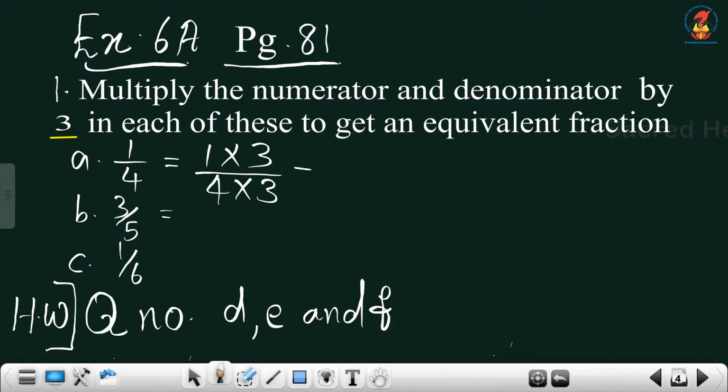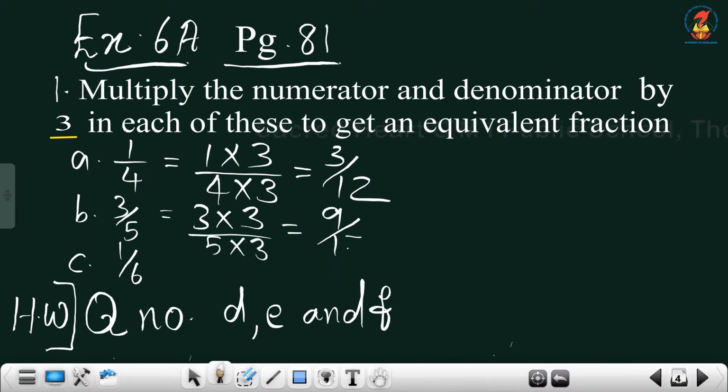1 into 3, and 4 into 3. Answer is 3 by 12. And here also, the second one, 3 into 3 divided by 5 into 3. Answer is what? 9 by 15. And next one, 1 into 3, next question, 6 into 3. Answer is what? 3 by 18. See, the equivalent fraction of 1 by 4 is 3 by 12. And 3 by 5, the equivalent fraction is 9 by 15. 1 by 6, the equivalent fraction is 3 by 18.